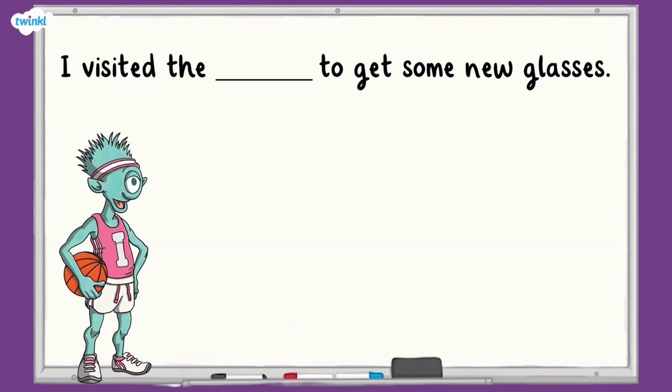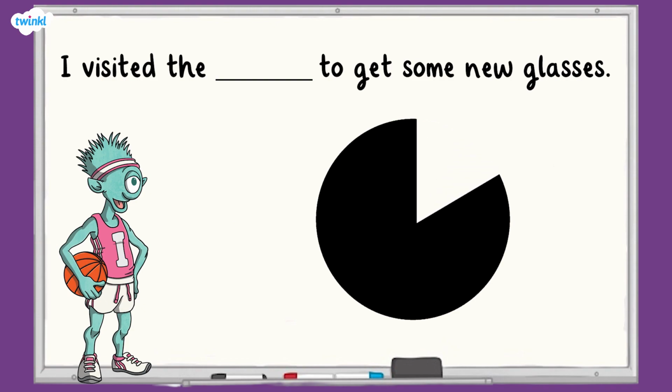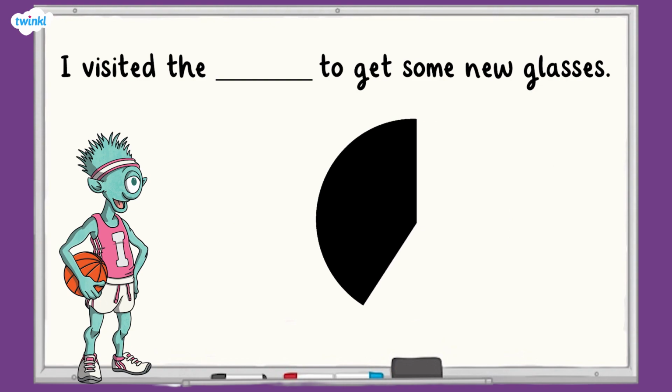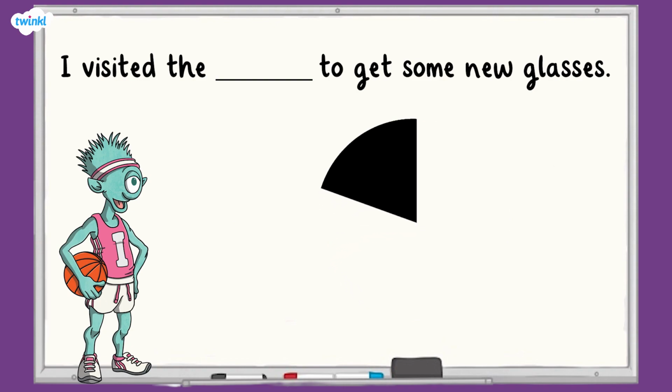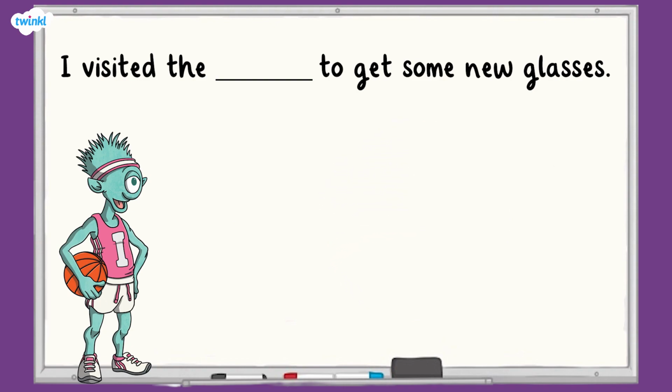I visited the optician to get some new glasses. The word is optician. Optician is spelt O-P-T-I-C-I-A-N. Well done if you were able to spell all 3 of those Shun words correctly.